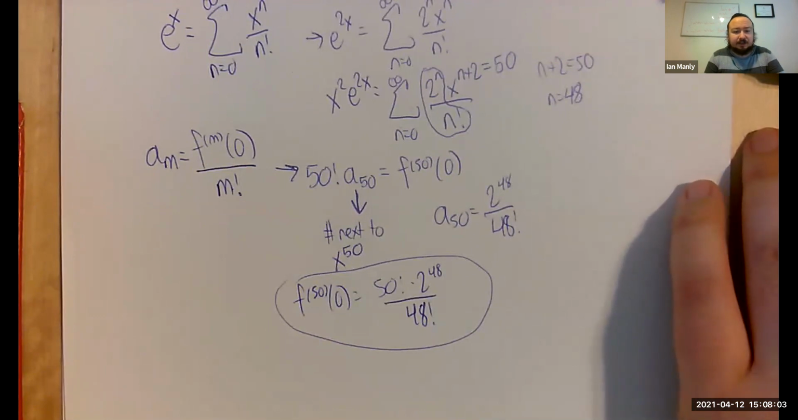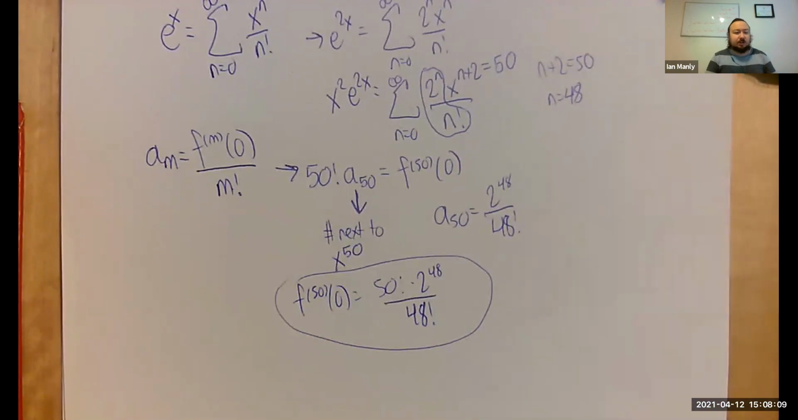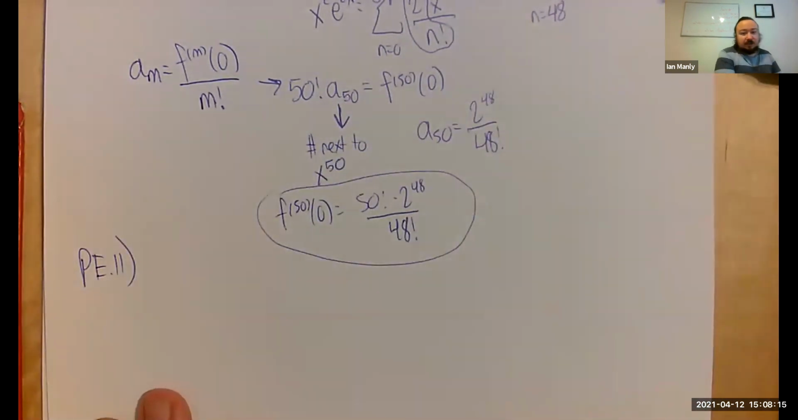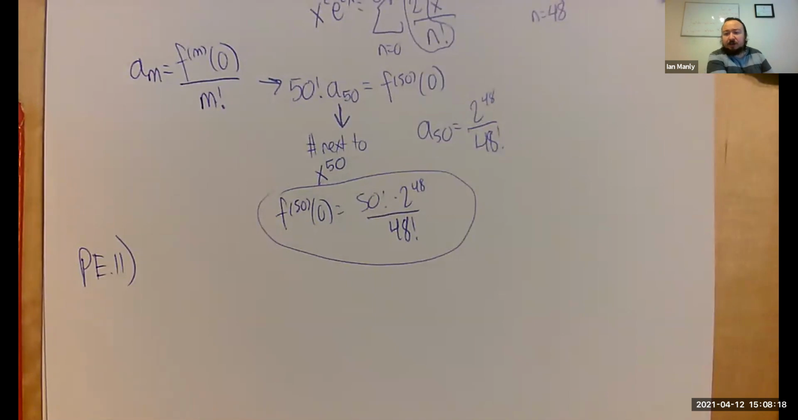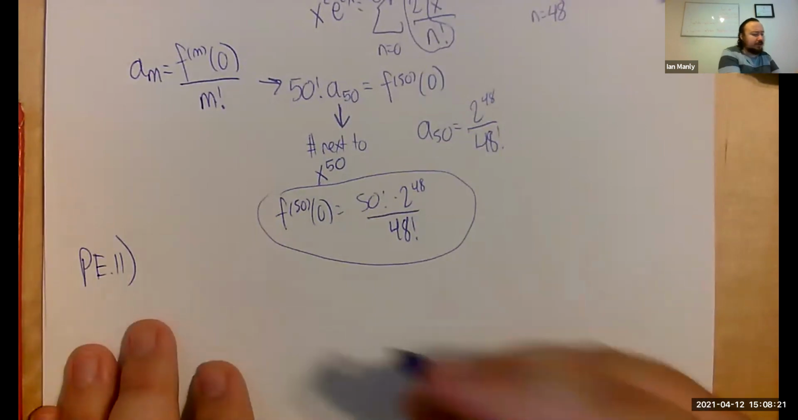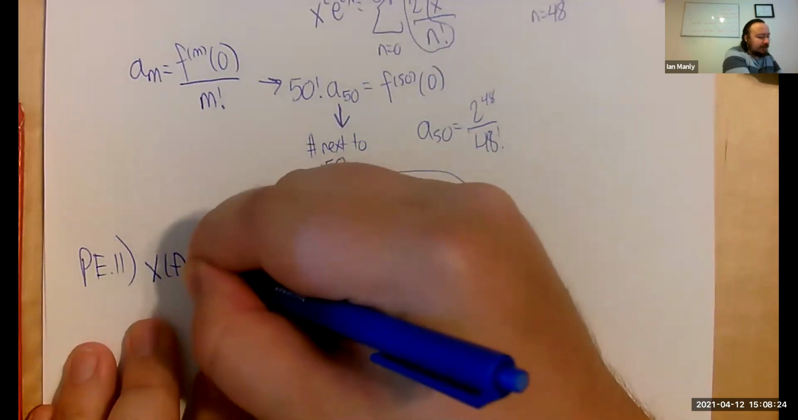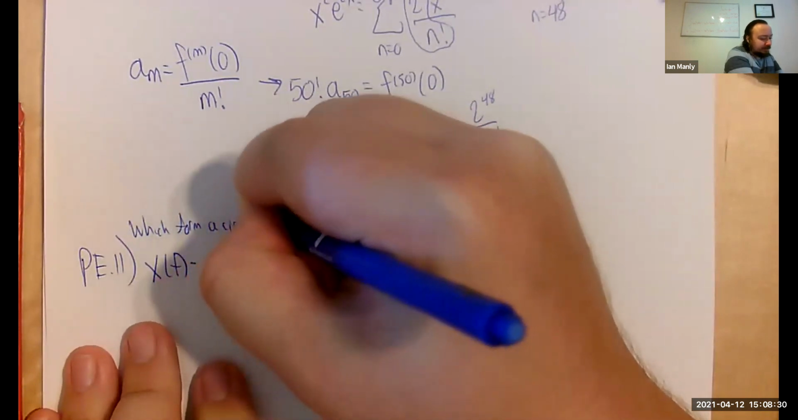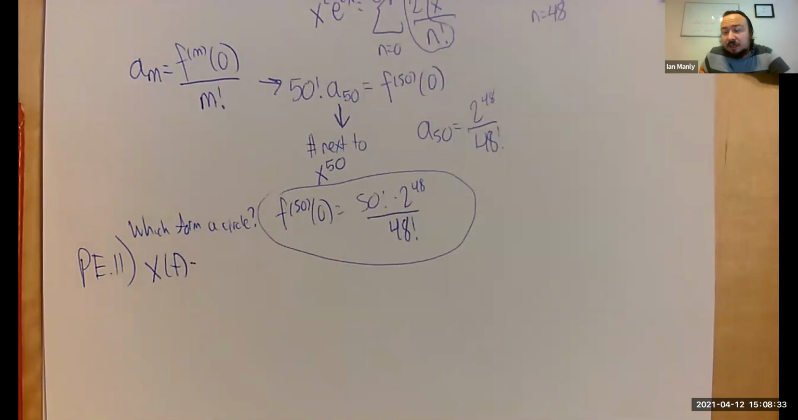Let's see. Which of the following sets of parametric equations forms a circle? Right here. This is question 11. Okay, so let's go through each of these and see whether or not these are going to be circles. Now remember, the key ingredient for a circle is that they need to have the same radius in front of a sine and cosine, and one has to have a sine and the other has to have a cosine. That's kind of what we need to have happening for it to be a circle.